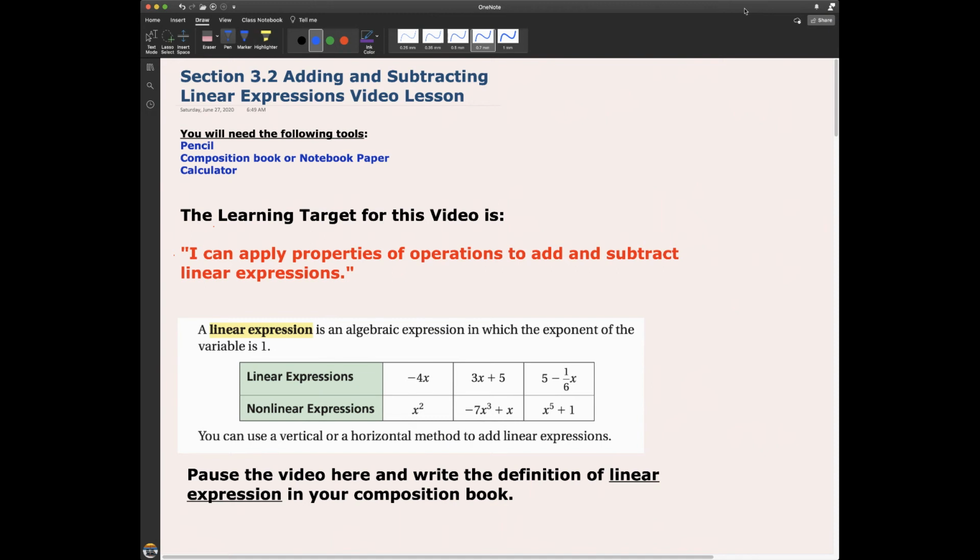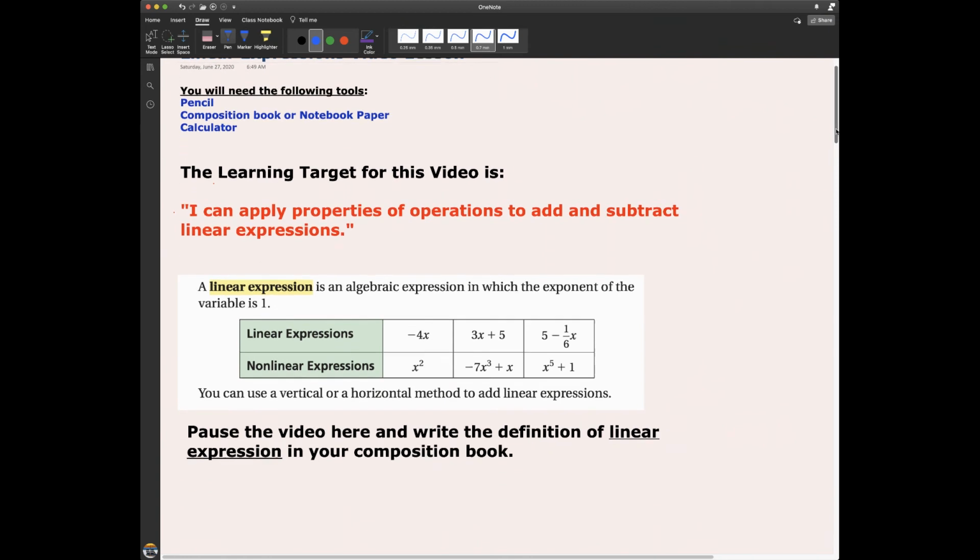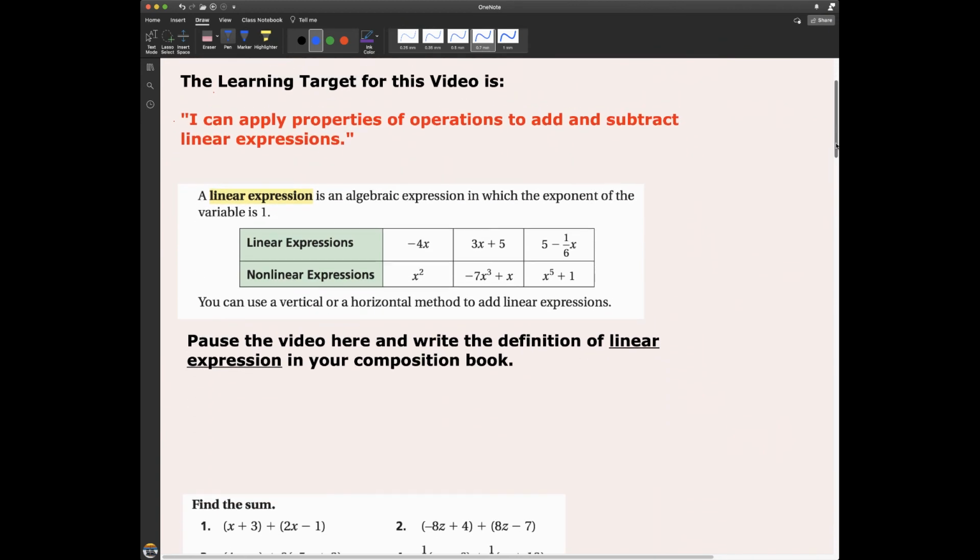So you'll need a pencil, composition book or notebook paper, and a calculator as usual. And the learning target for this video is I can apply operations or properties of operations to add and subtract linear expressions. So what are these things? What are they? Tell me. I need to know. All right, so right here is the definition for linear expressions.